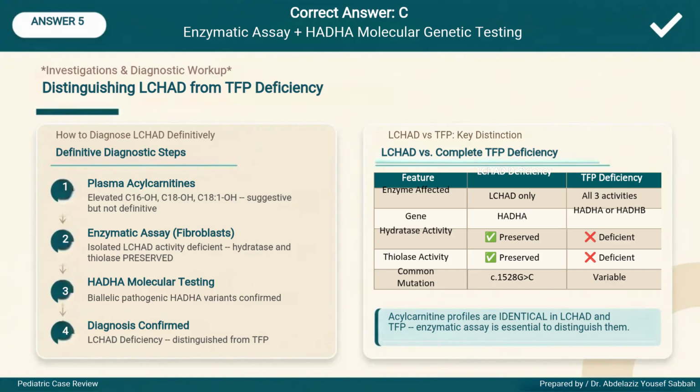This matters because the acylcarnitine profiles are identical in LCHAD deficiency and in trifunctional protein deficiency, so the acylcarnitine profile alone cannot tell them apart. In complete trifunctional protein deficiency, all 3 enzyme activities are deficient, and the gene involved may be HADHA or HADHB. The common LCHAD mutation is c.1528G>C. So the enzymatic assay is what distinguishes isolated LCHAD deficiency from trifunctional protein deficiency.